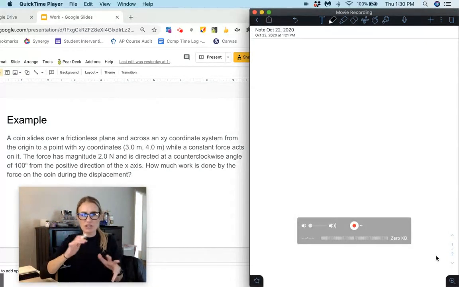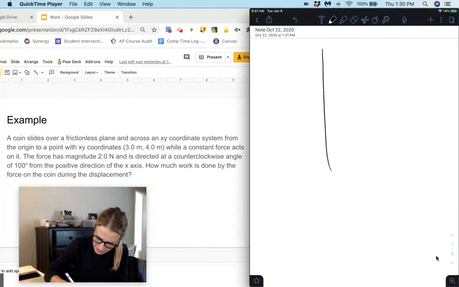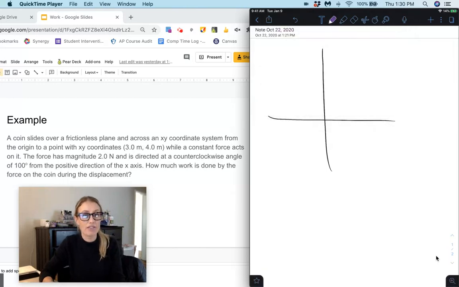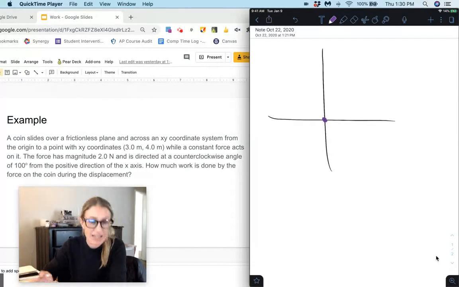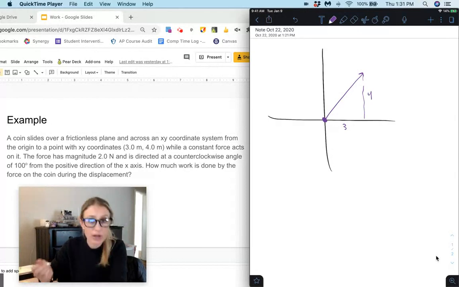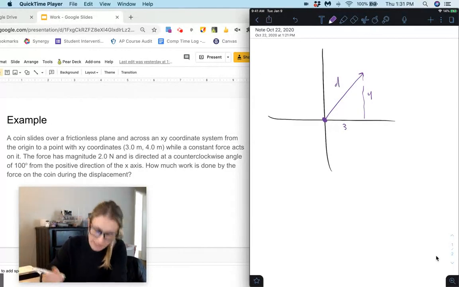So first and foremost, let's just draw what's happening here. I have my coordinate system like this. Now I'm going to do these in 2 different colors. So I have a displacement. The coin starts at the origin, so it starts here and then it slides to 3, 4. So there is my displacement here. If I draw this triangle, this is 3 and this is 4. So this is my displacement, D.